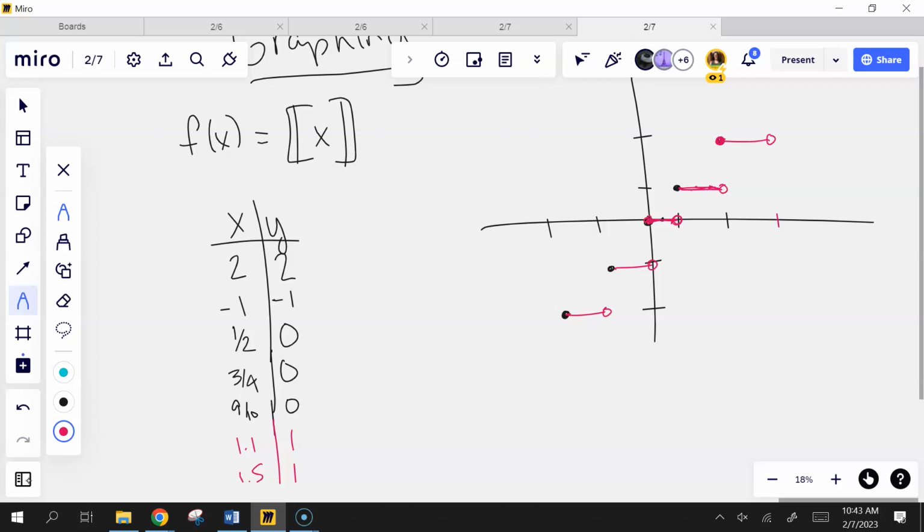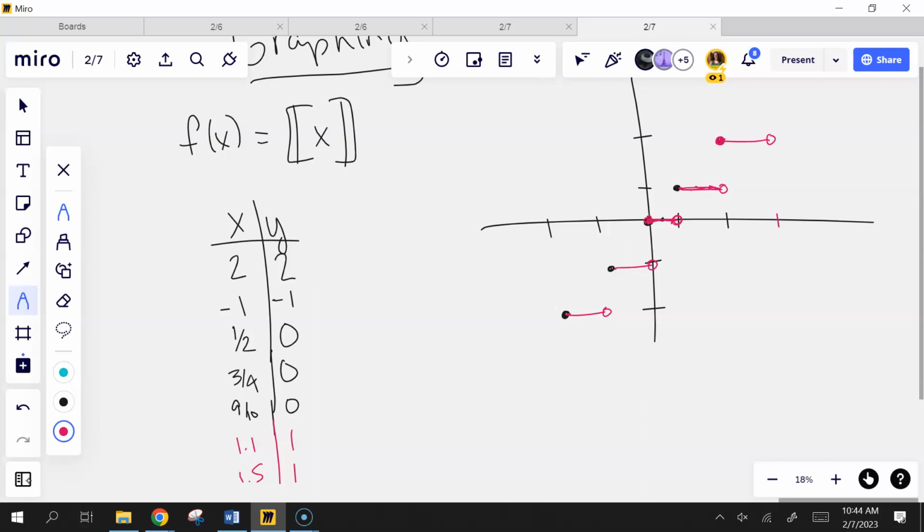Give me another one. Give me a negative one. Negative 2.3. Okay, well, how about negative 1.3? Okay, negative 1.3, about right here, right? What graph goes with that? This piece. So that's 2.